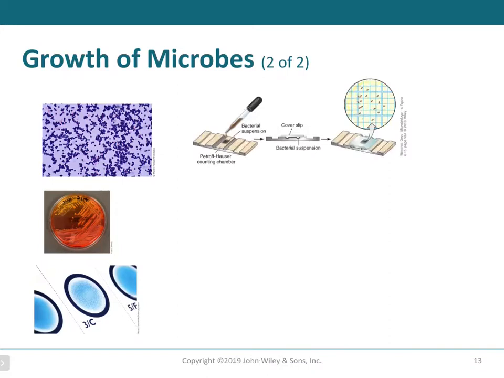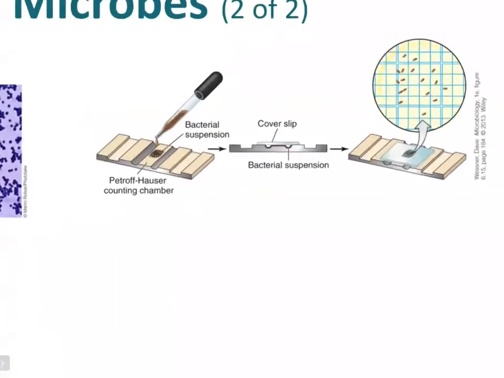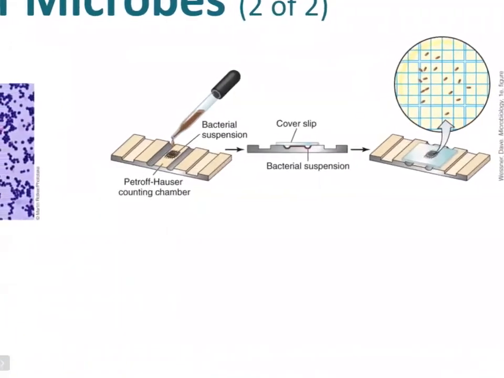Okay, so how do we quantify them? We can quantify them under a microscope. So this is cell counting. So we have your bacterial suspension. We put them in a special slide. This is different from the slide that you can see in the laboratory. We call it the Petroff-Hauser counting chamber. Inside this slide, it contains small grid lines.